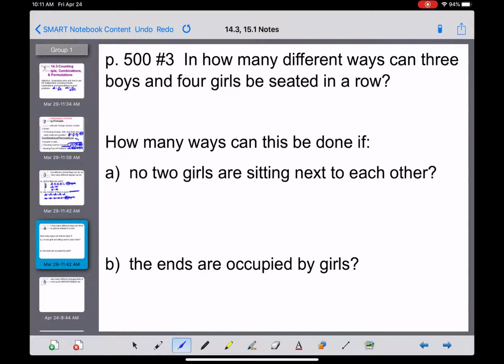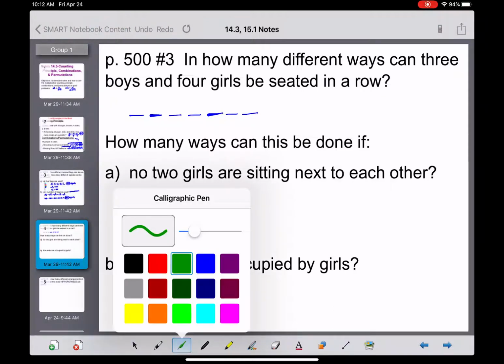Okay, so the next one, this would be number 3, if you want to look back at that. In how many different ways can 3 boys and 4 girls be seated in a row? So we have 3 boys and 4 girls, and we're trying to seat them in a row. It's asking how many different arrangements can we have of these people, how many ways could they be seated in a row? If we have 3 boys and 4 girls, we have 7 people. For this first one, it's just very general. We have seven chairs, and the question is how many different ways can they be seated in those 7 chairs?